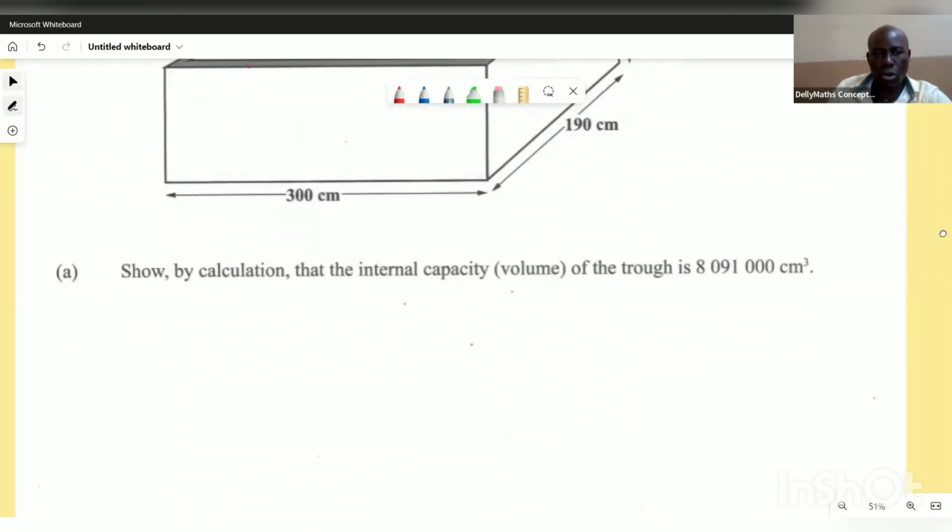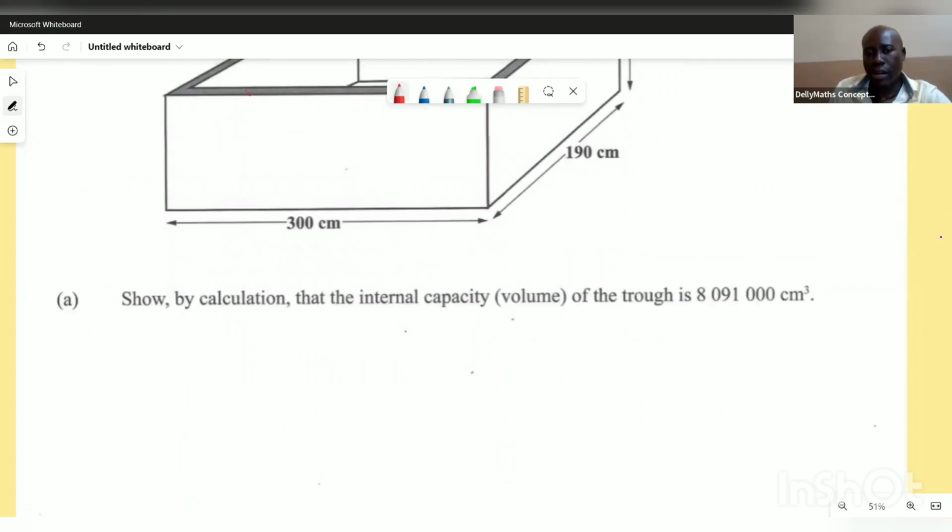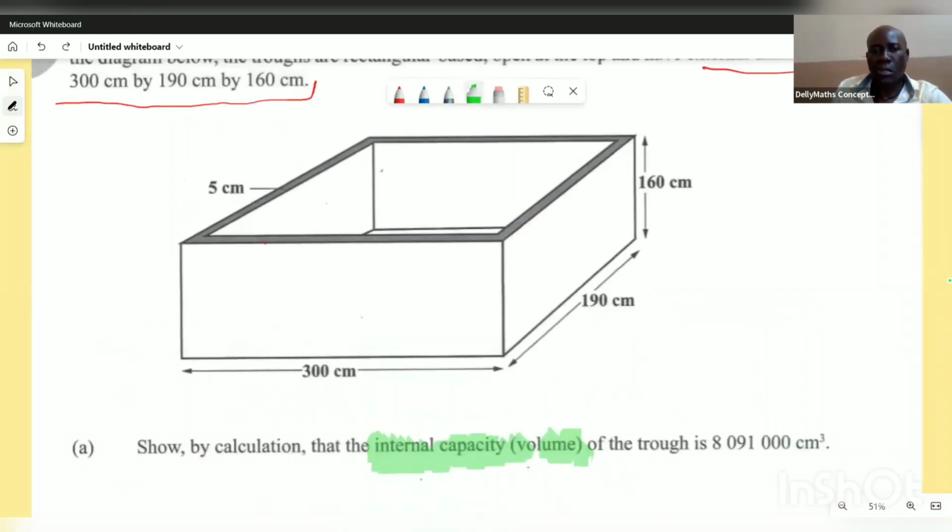The first question says, show by calculation that the internal capacity or volume of the trough is 8,091,000 cm cube. Basically, we want to use the external dimensions and the thickness, which is 5 centimeters, and subtract it from both sides, because we want to know the capacity, the ability to hold. This 300 is external, so we take 5 from this side and 5 from the other side. Technically we're taking 10 from it.